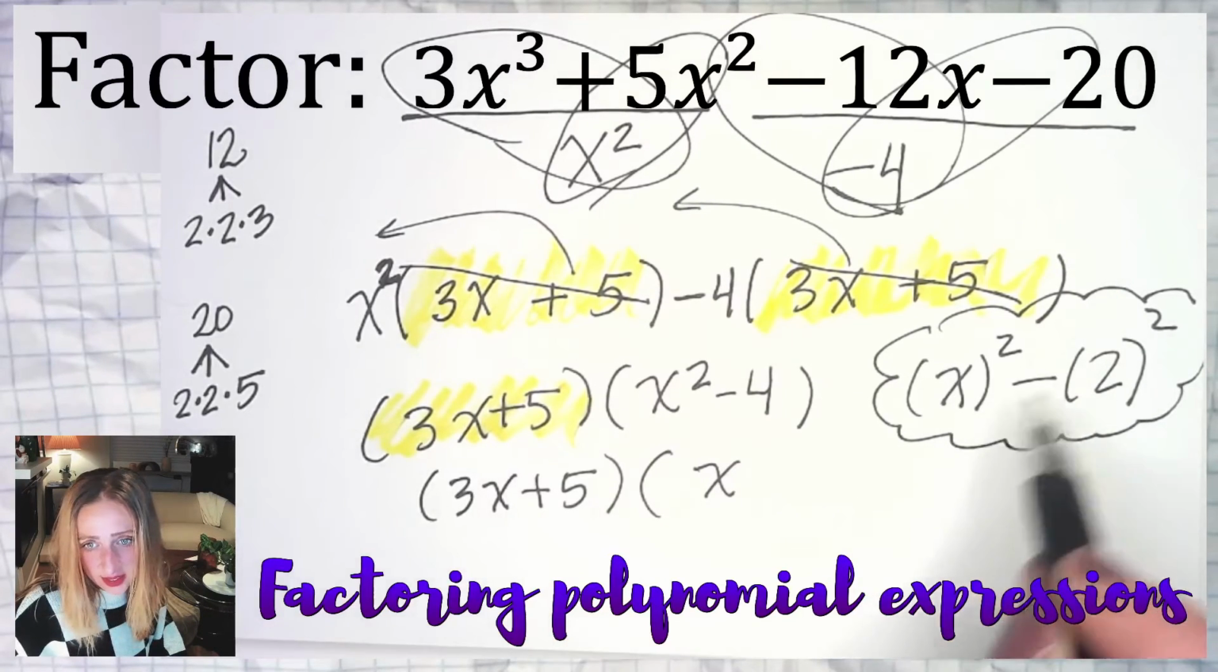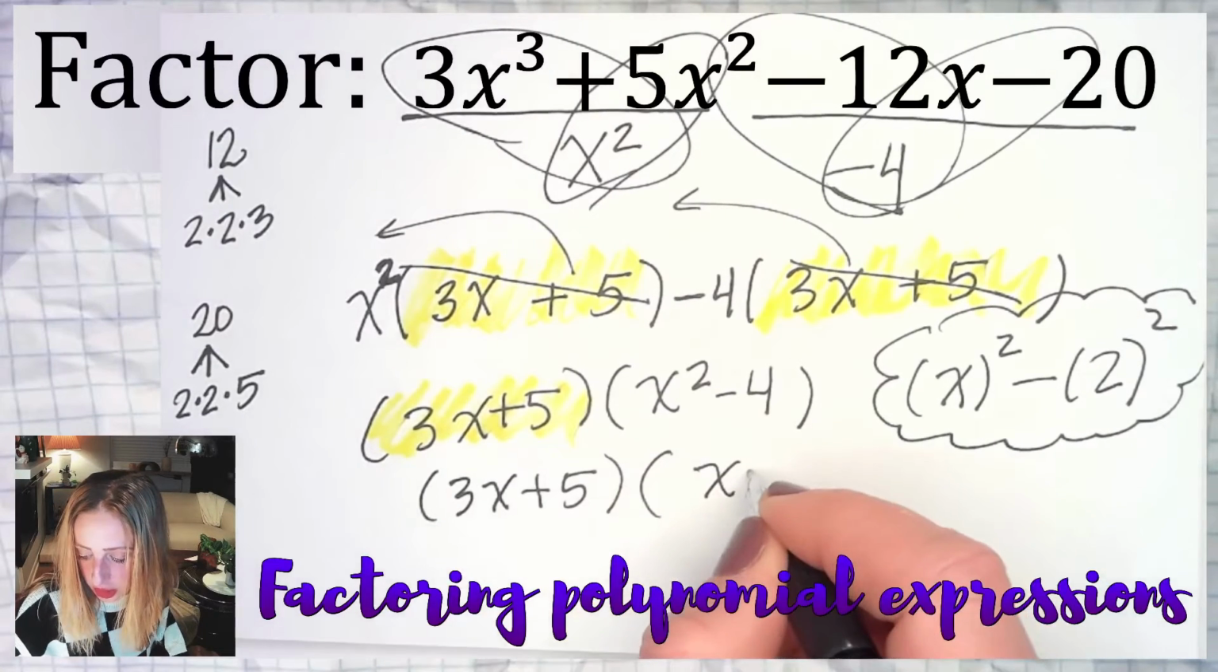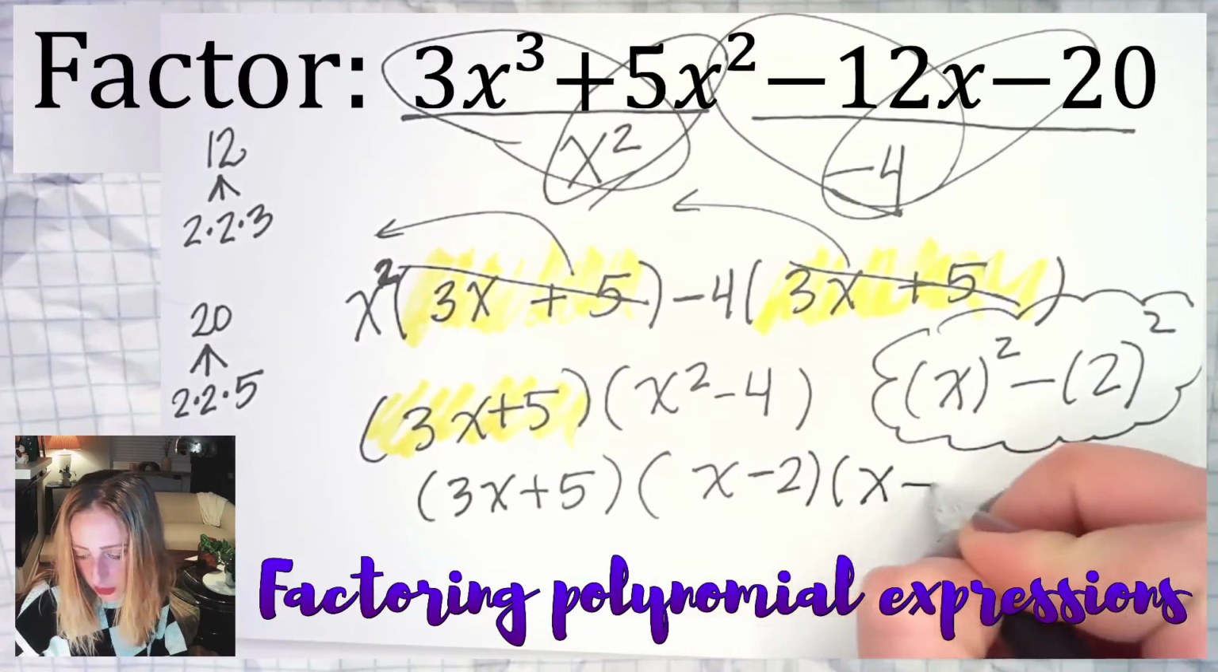So that is almost like the sum and difference of cubes. Don't mix it up. This is just difference of squares. So you're going to factor. It's going to be two binomials. The first one's x minus 2 and the other one is x plus 2.